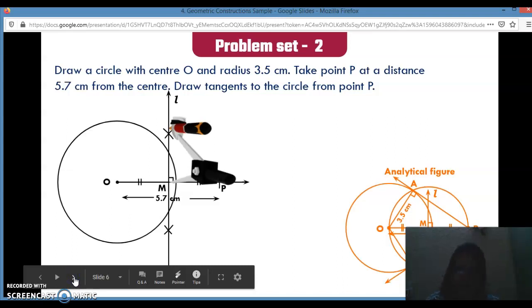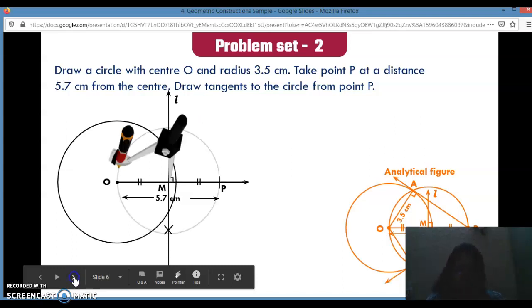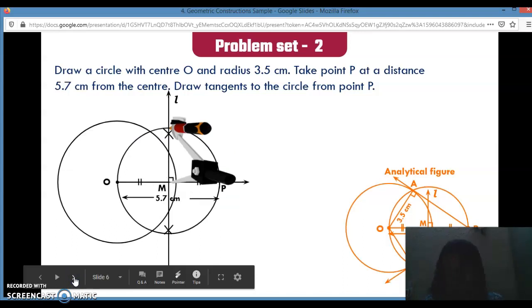Now what I will do is I will measure the distance between M and O, and I will take OM as a radius, and M as a center, and I will draw a circle. Remember, OM as radius, M as center. So this is the circle I have drawn. Now if you see, my previous circle with center O and my other circle with center M are cutting each other at points A and B.